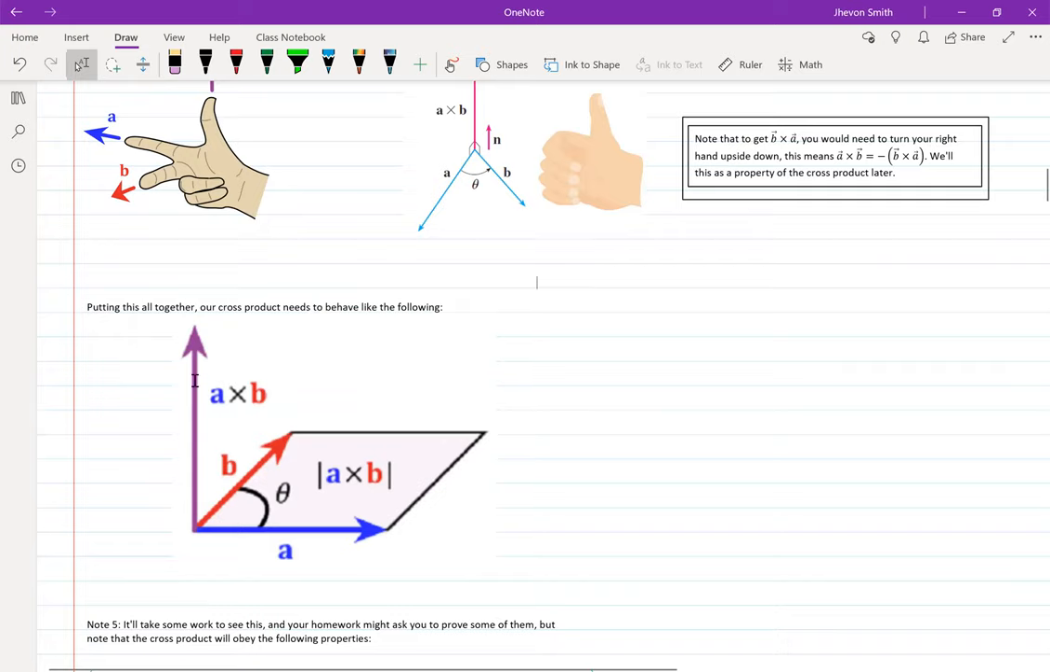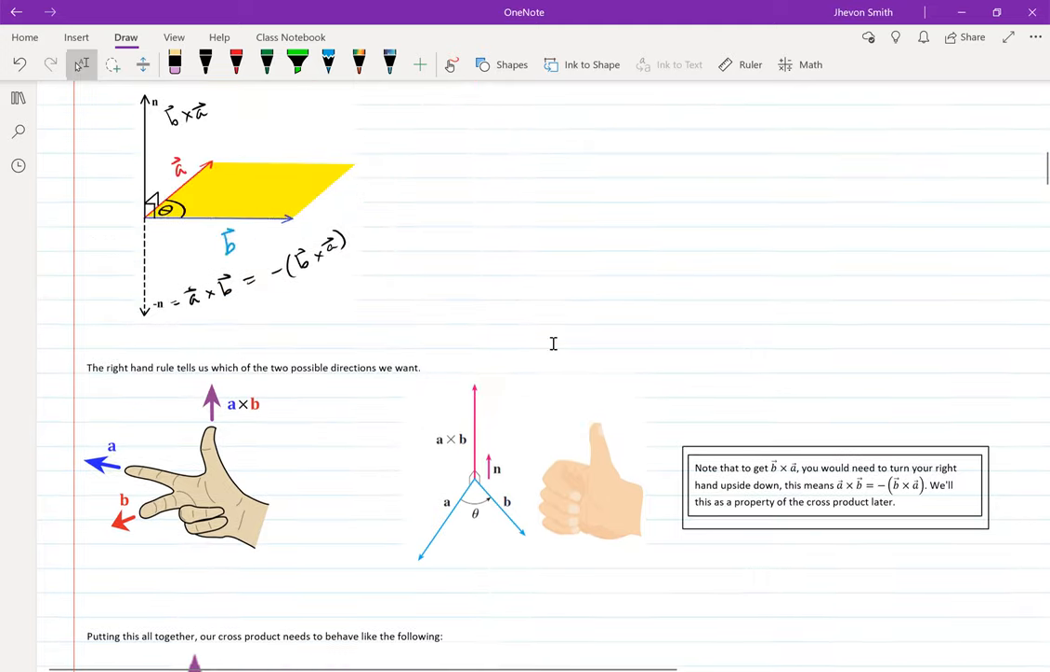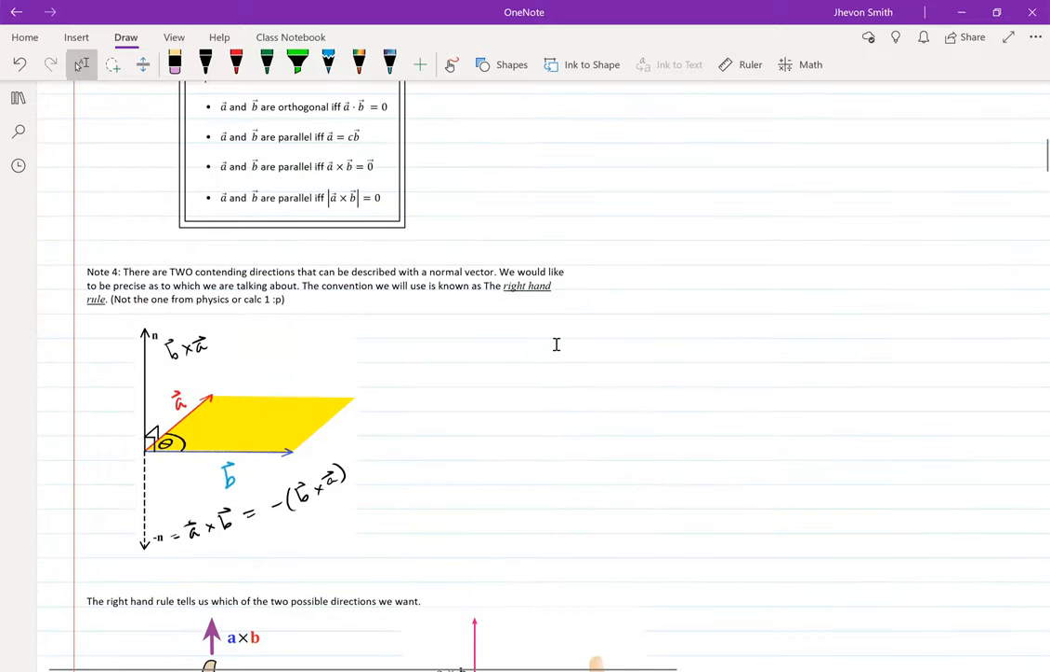And so putting this all together, here's the vector that we want to find. Given a vector B and A, we want to find a purple vector that is orthogonal to both, and its magnitude is actually the area of the parallelogram. So this is the guy we're in search of. Okay, so now we fully understand, hopefully, what the cross product is and what direction it should be pointing in.